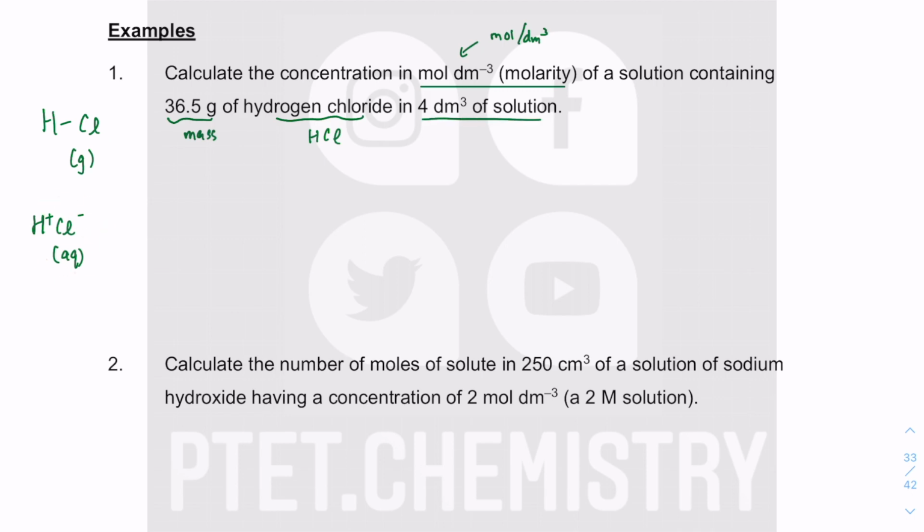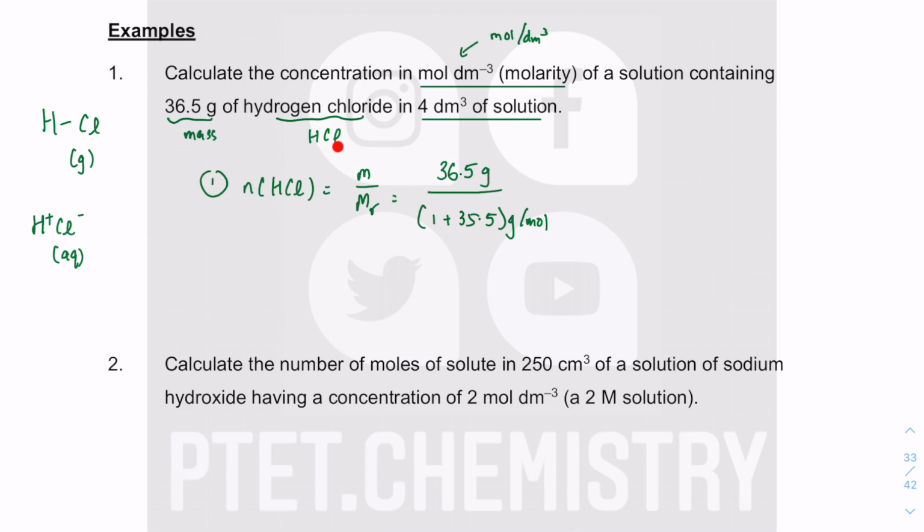Okay, so what do we have? We have 4 dm cube of solution. We are given the mass of HCl, so the first thing you should be thinking about is the mole of HCl is going to be mass over Mr, so that is 36.5 gram divided by the Mr, which is 1 plus 35.5, and it is gram per mole. That's because Mr is the sum of the individual relative atomic masses as given in the periodic table. It's 1 of hydrogen, so it's 1 times 1. 35.5 is the relative atomic mass for chlorine.